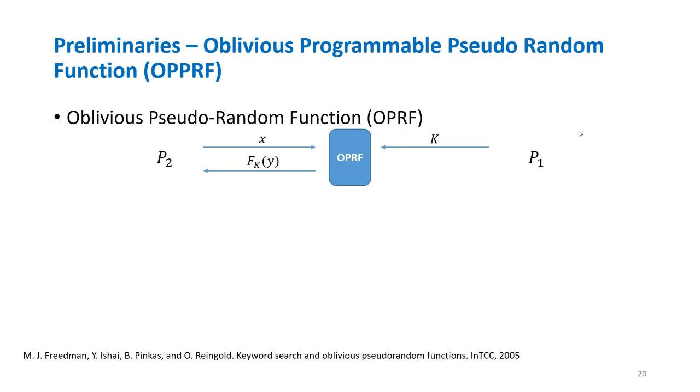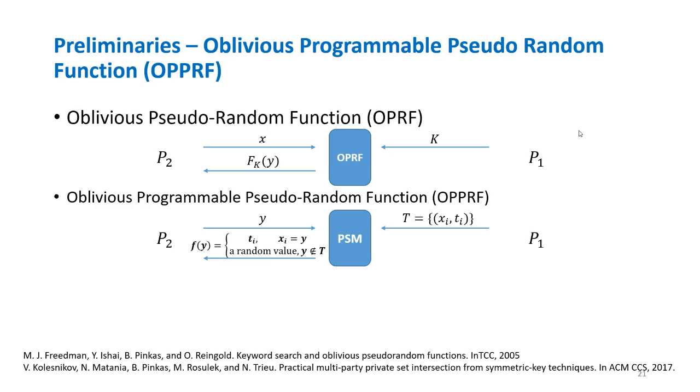An oblivious pseudorandom function is a two-party protocol where party P1 holds a secret key k, party P2 holds a string x, and at the end of the protocol, P1 learns nothing, while P2 learns f of x under the key k, where f is a pseudorandom function family that gets a key k and an input string x and outputs a random-looking result. An oblivious programmable pseudorandom function is similar to the OPRF, except that in OPPRF, the protocol outputs predefined values for some of the programmed inputs.